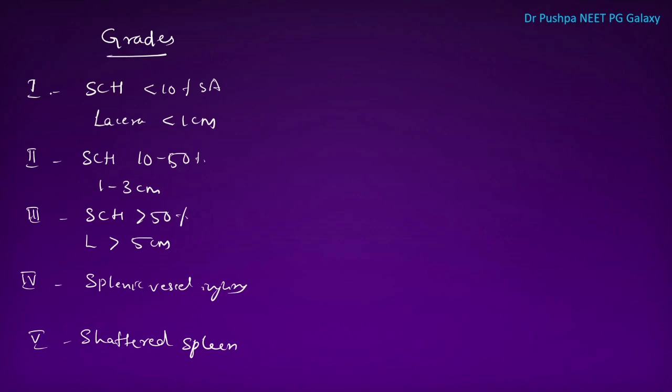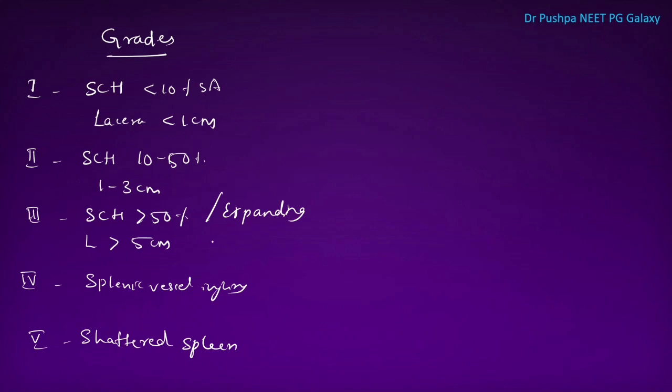Grade 1 is subcapsular hematoma involving less than 10% of surface area or laceration of less than 1 centimeter in depth. Second grade is subcapsular hematoma 10 to 50% or laceration of 1 to 3 centimeter. Third grade is subcapsular hematoma involving more than 50% or expanding subcapsular hematoma or laceration of more than 5 centimeter. Grade 4 is splenic vessel injury. Grade 5 is shattered spleen.